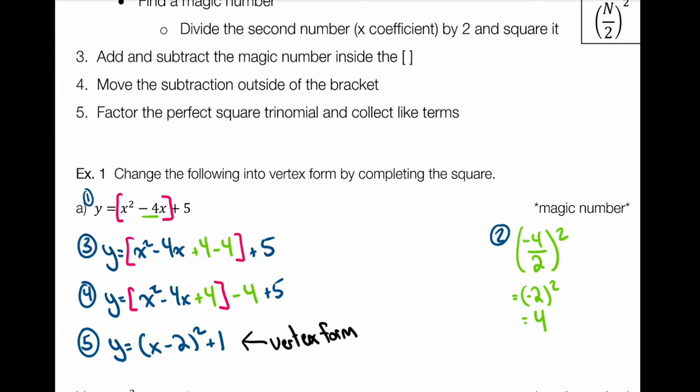So we could graph this. We could find the optimal value, which is plus 1. We could find the axis of symmetry, which is 2. We could again find the a value, which in this case, or all these examples in this lesson, will be 1. And we could graph this if we wanted to. So a lot more information than the standard form.